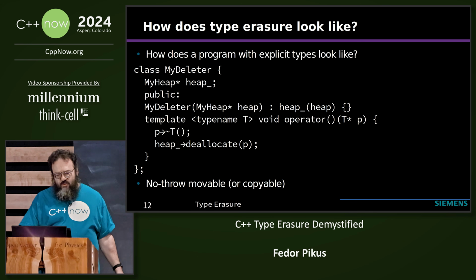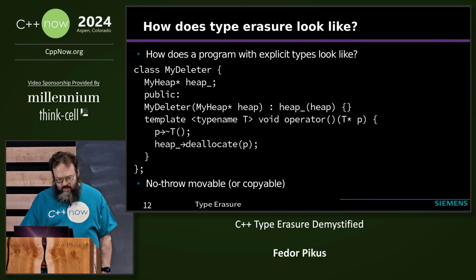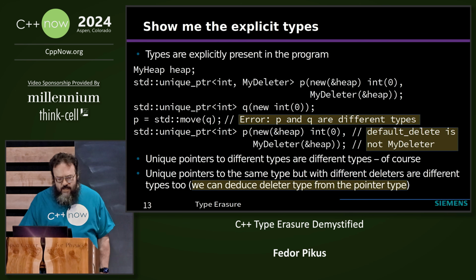What does the deleter do, the operator paren? Well, it invokes the destructor and then deallocates the memory. The destructor has to be explicitly invoked because you can't call operator delete with arguments. Okay, yeah, there are some restrictions. It has to be no-throw movable, but that's fine.